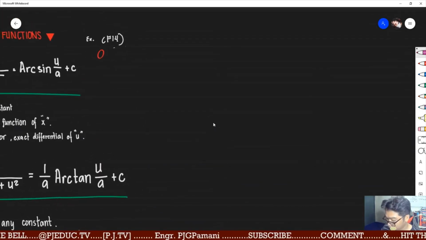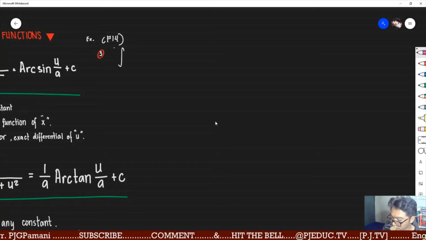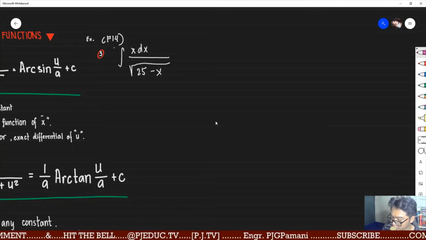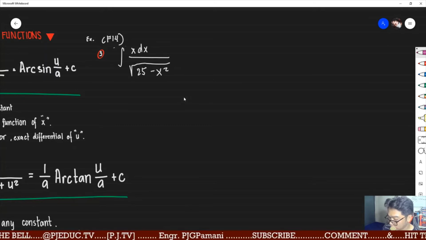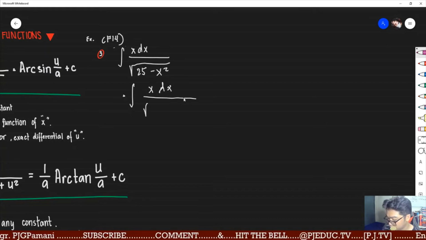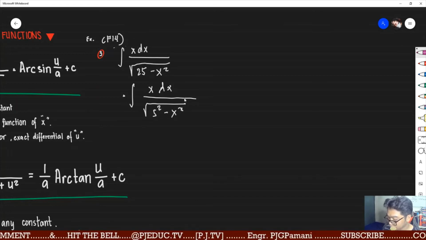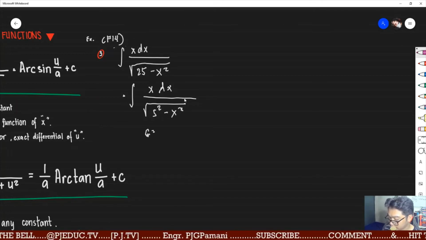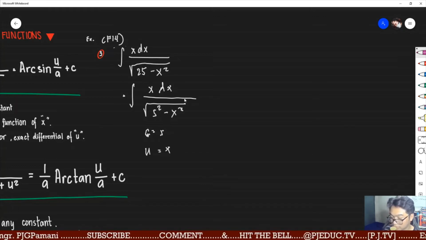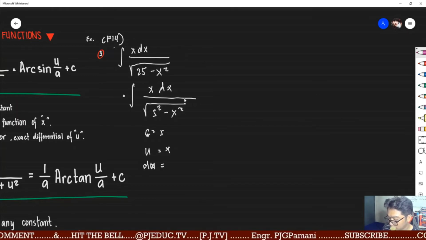Now, what if number 3? You're now asked to evaluate the definite integral of x dx over the square root of 25 minus x squared. This is also the same as the integral of x dx over the square root of 5 squared minus x squared, right? So our constant a is simply equal to 5, and our u is simply equal to x. If we differentiate, du is also equal to dx.